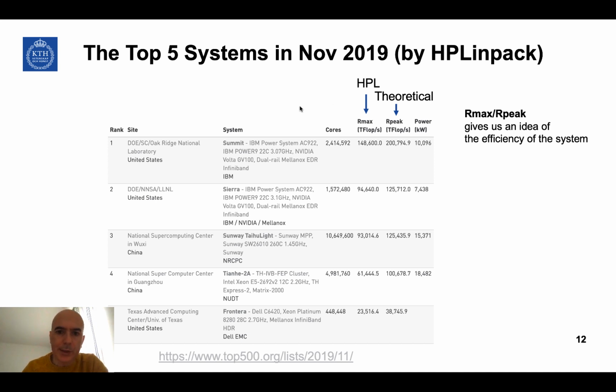So you can see that for most of the systems, even though HPL is quite optimized, the efficiency is rather low, in the range of 60-70% in most of the cases.